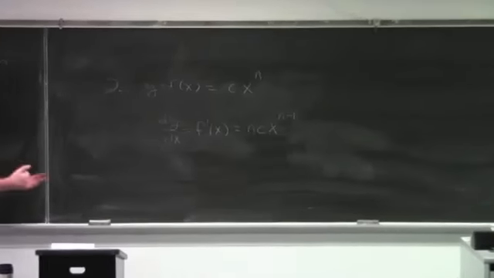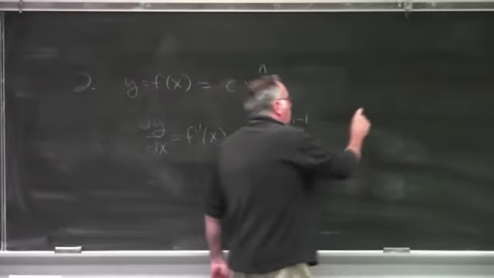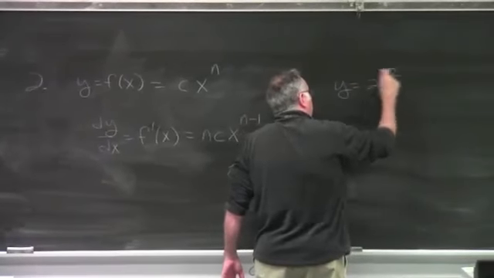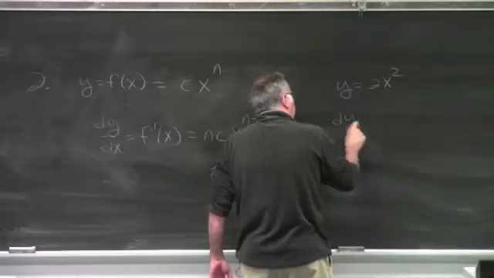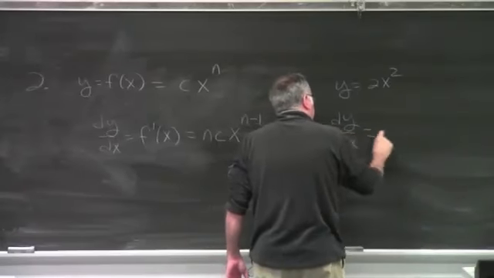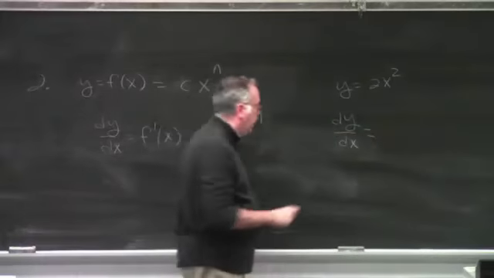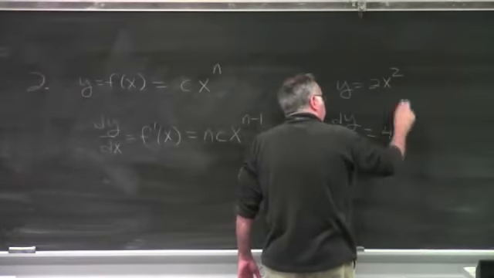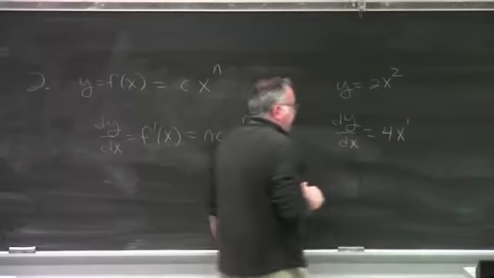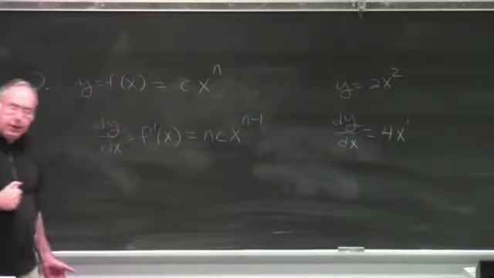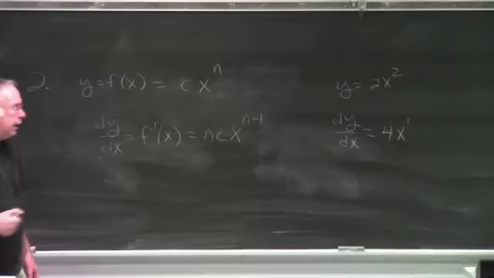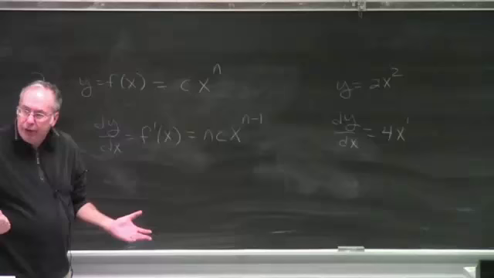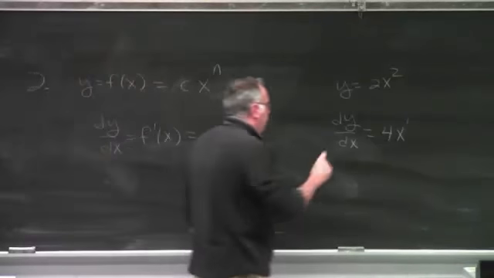So in this case right here, y equals 2x squared. What is dy dx? 4x. Okay. You just bring the 2 down, you multiply it times the 2 that's already there. You subtract 1. It's 4x, where x is raised to the 1 power. And here, if x is raised to the 1 power, you don't really have to even put it in. So it's just 4x.